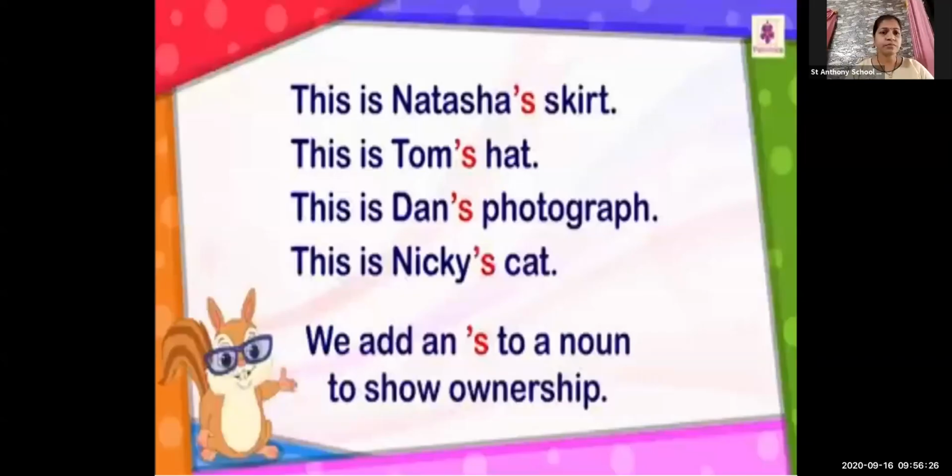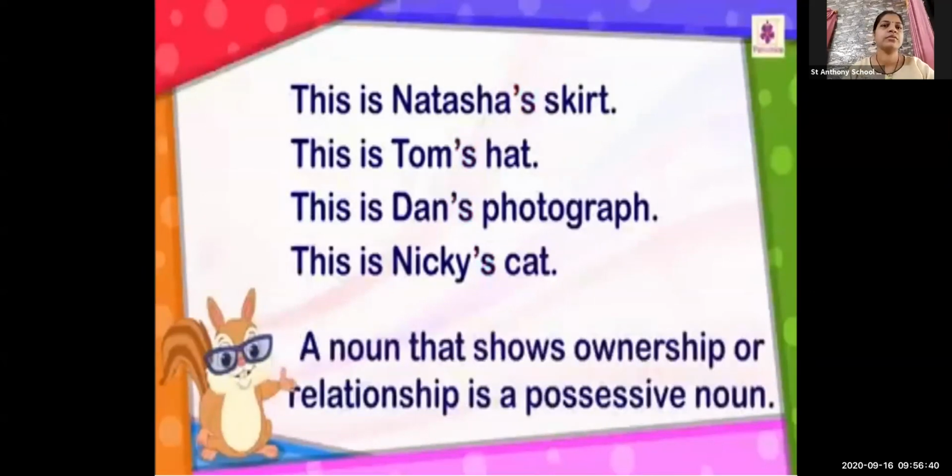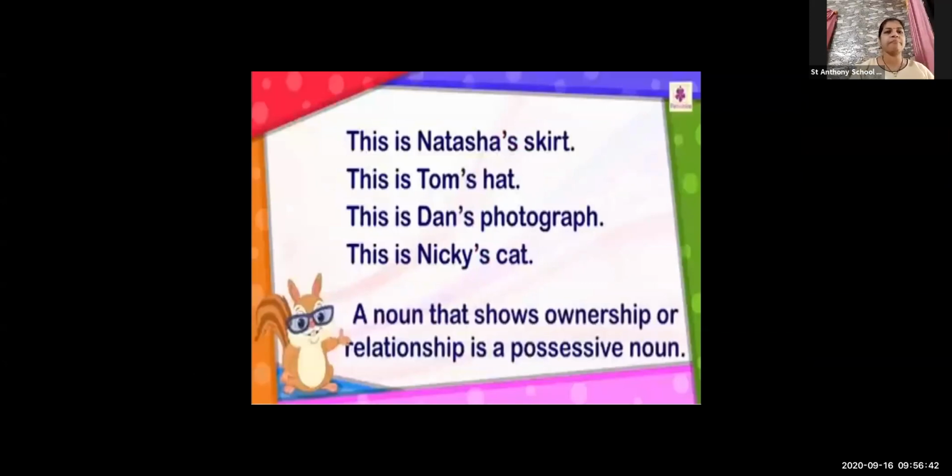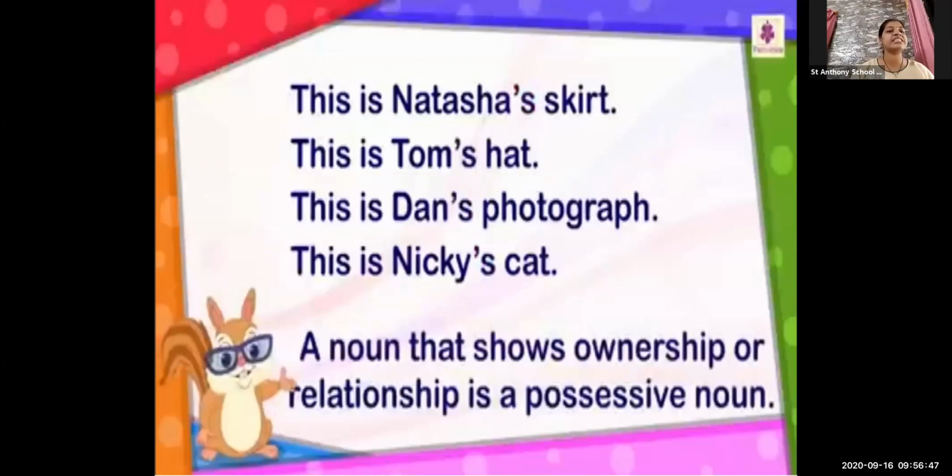Now what I have told you is that to show the ownership, we add apostrophe S after the noun. In all these examples, when I talked about Natasha's skirt, Tom's hat, Dan's photograph, Nikki's cat, a noun that shows ownership or relationship is a possessive noun. What is the type of that noun? That type of noun is a possessive noun.